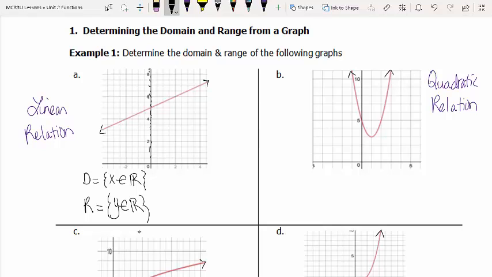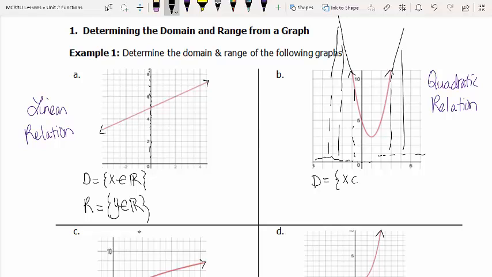So first, the domain. Which x values generate a y value on this quadratic? You're going to realize every single x value has an output on this quadratic, because this extends to infinity. So every single x value, negative, positive, decimals, fractions, 0, will all have a point on this graph. So we say x is an element of the real numbers.